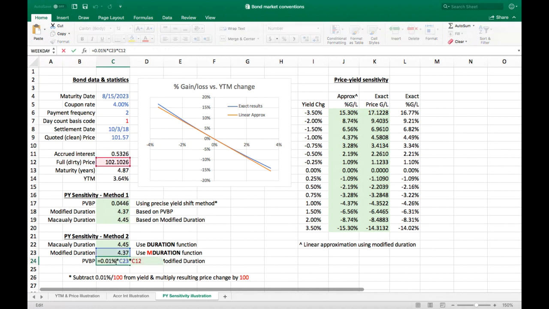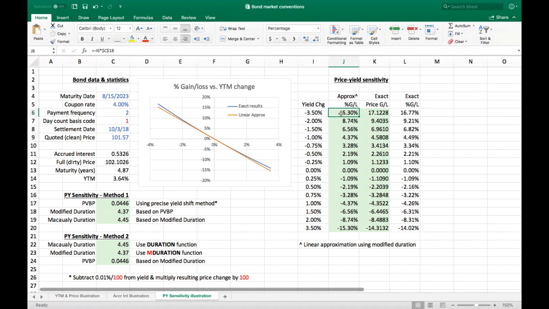Now, Excel doesn't have a PVBP function, but it's quite easy to get that from the modified duration. So we can basically take 1 basis point times the modified duration. So that's going to give essentially the return on that 1 basis point, and then we multiply that by the dirty price, and that will give us the PVBP in price terms. And just to show that we get the same answer as we did before, so that should give us confidence.